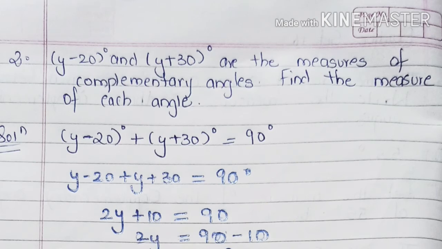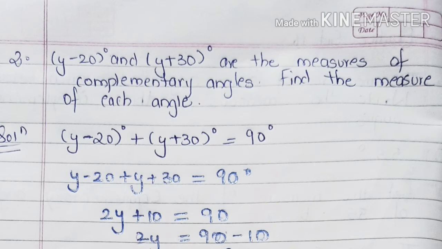Now let's solve the second question. y minus 20 degree and y plus 30 degree are the measures of complementary angles. Find the measure of each angle. We know that the sum of the measures of complementary angles is 90 degree. So we can start our solution by writing y minus 20 degree plus y plus 30 degree is equal to 90 degree. Now let's open the bracket.